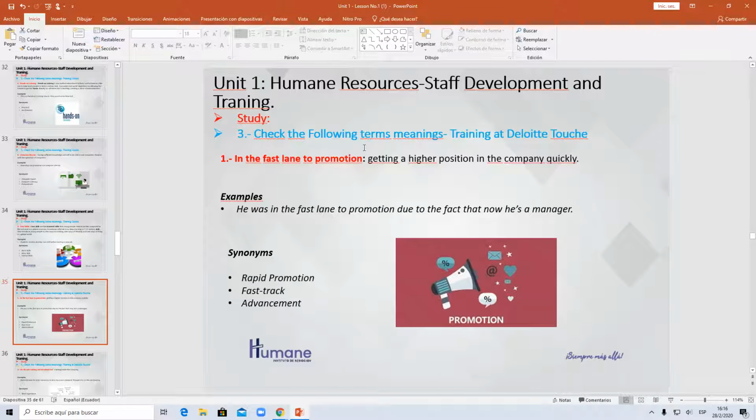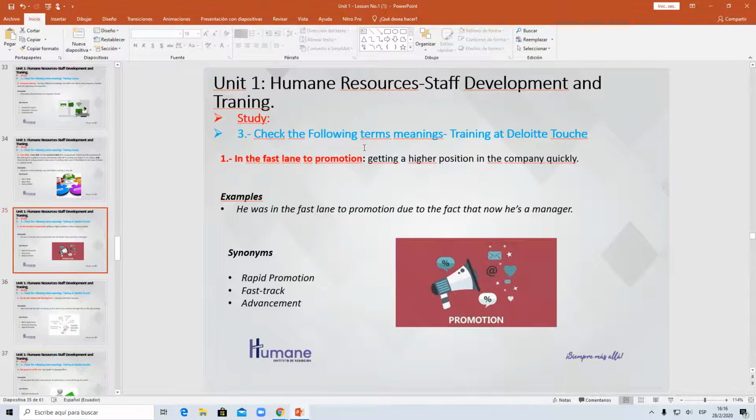Okay? Now we're going to focus on words related to reading of Deloitte Touche. One expression is called in the fast lane to promotion. It's getting a higher position in the company quickly. An example of this could be, he was in the fast lane to promotion, due to the fact that now he's a manager. Synonyms for these could be rapid promotion, fast track, or advancement.